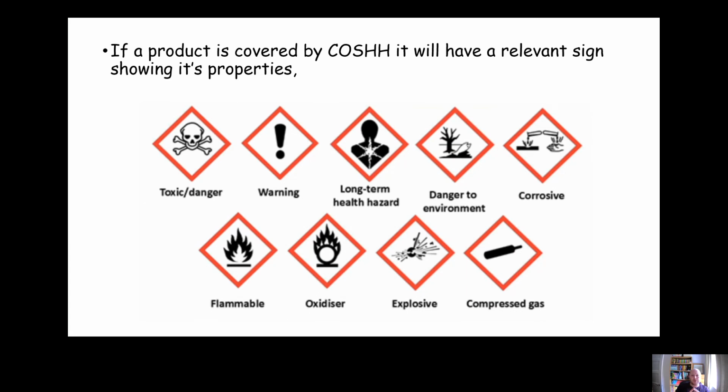If a product's covered by COSHH, it will have a sign showing how it's potentially dangerous. Any substances covered by COSHH will also have something called a COSHH data sheet.